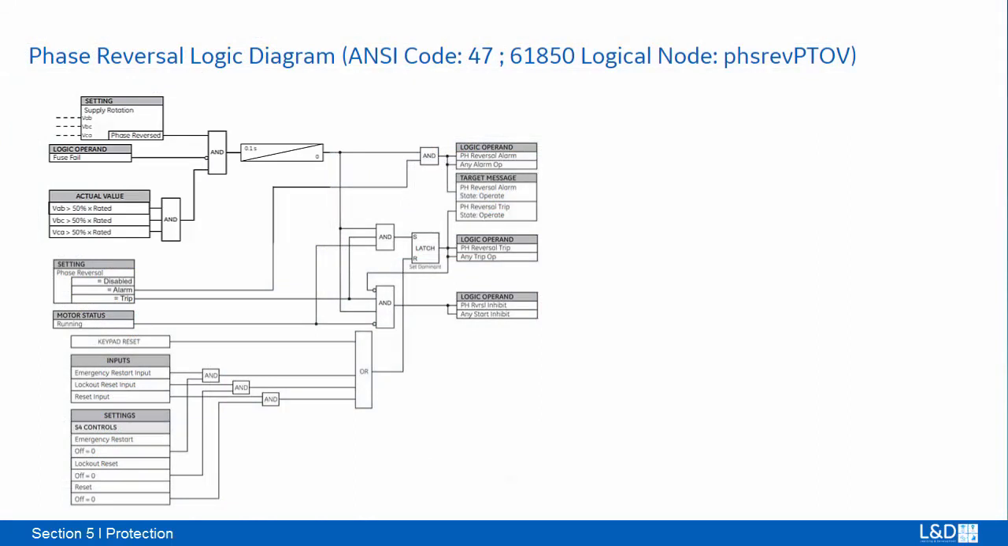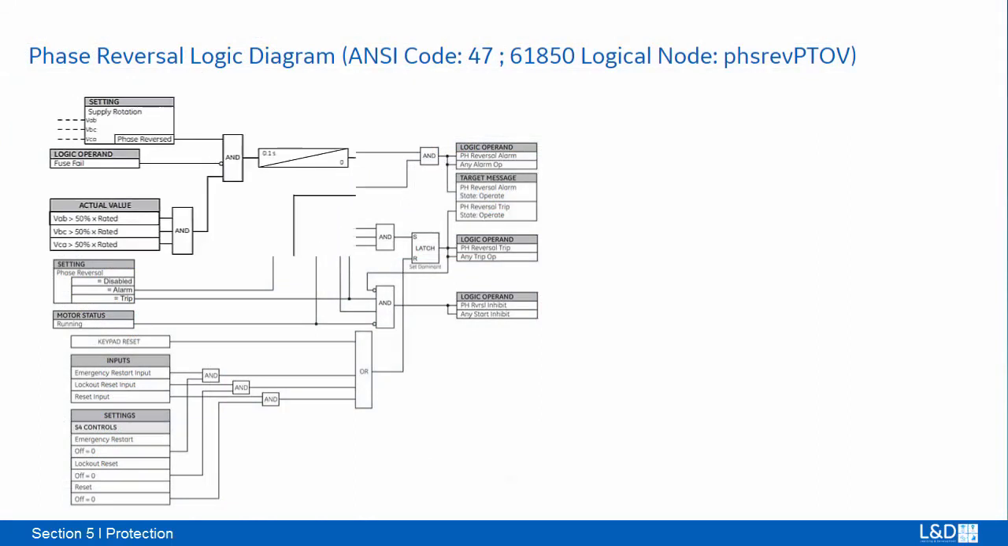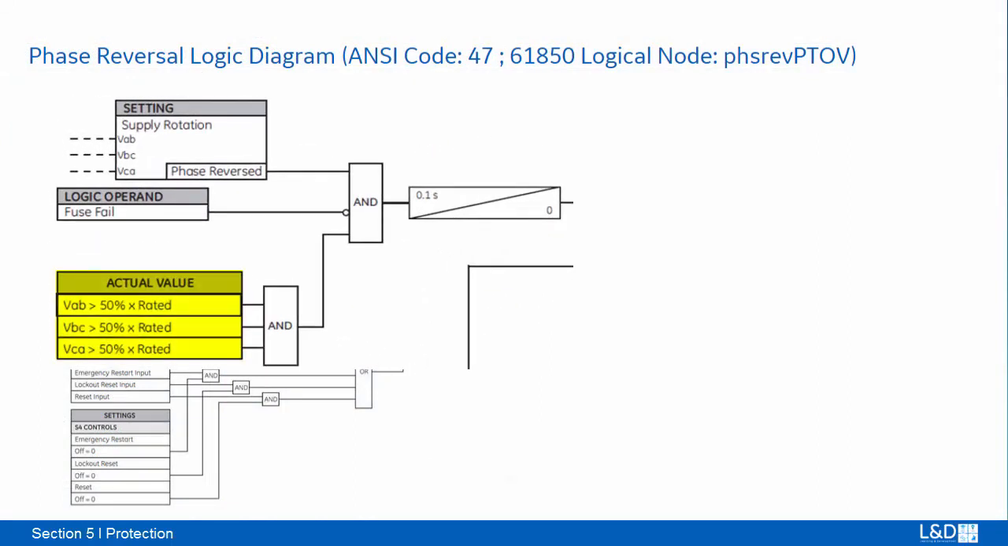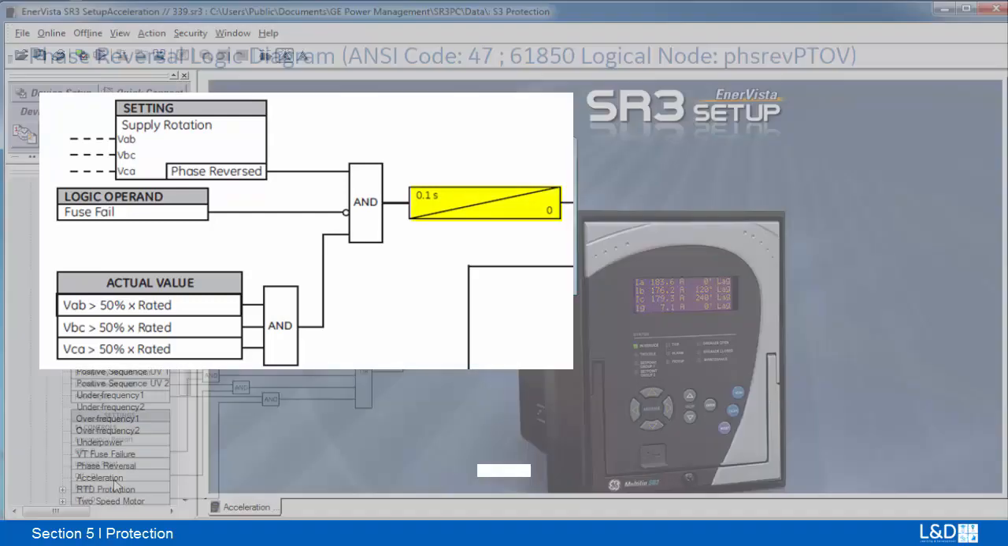From the logic diagram, when phase voltages VAB, VBC, and VCA are greater than 50% of motor rated voltage, if the phase rotation of three-phase voltage is not the same as the supplied rotation set point, and there's no fuse failure, either an alarm or trip and a start inhibit will occur within 100 milliseconds.